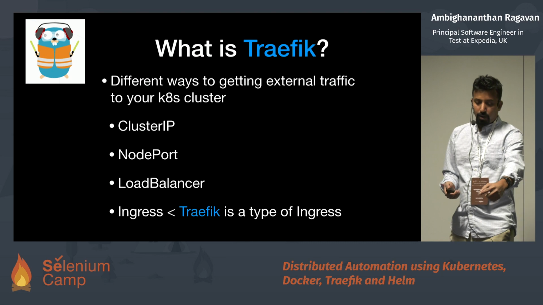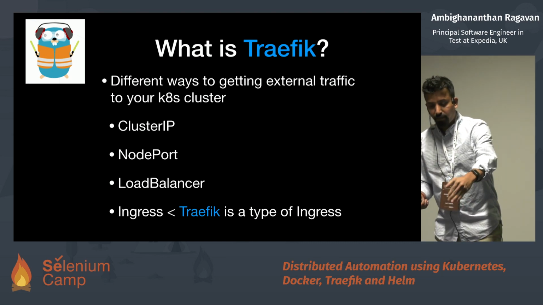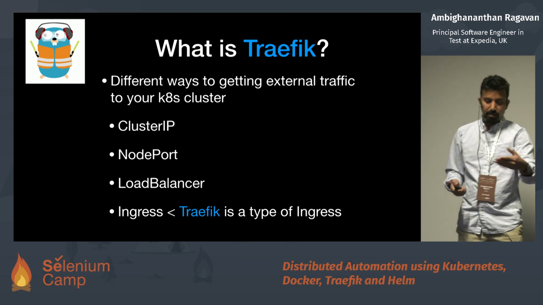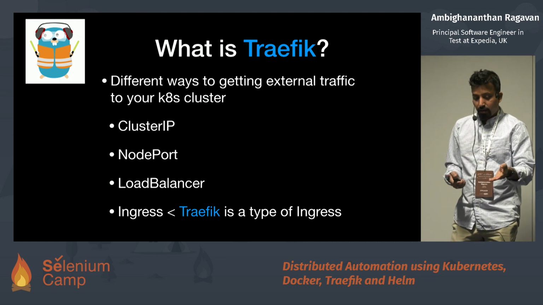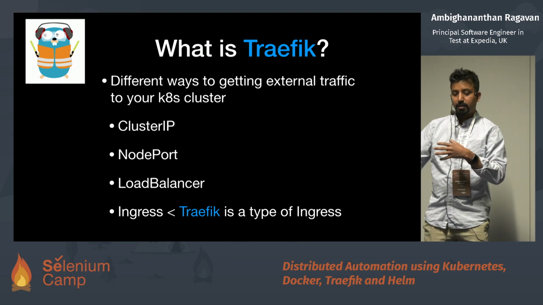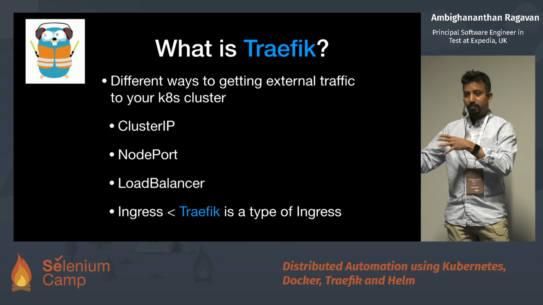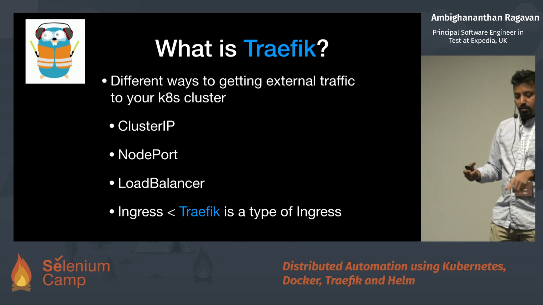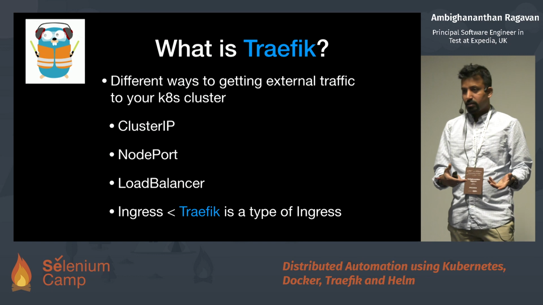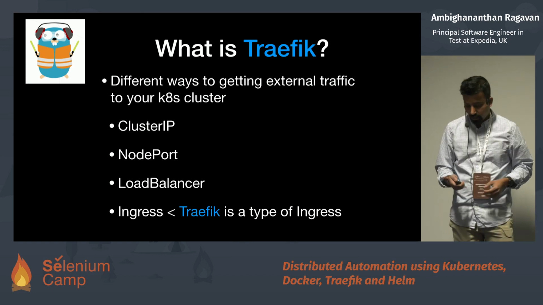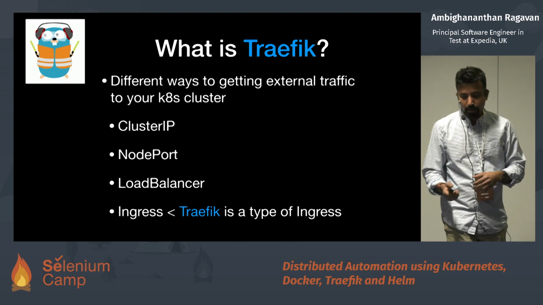I have listed different ways of getting external traffic to a Kubernetes cluster, like cluster IP, node ports, and load balancer. You can do that, but they have some disadvantages, either cost or they cannot be productionized. So for this last solution, ingress, Traefik is a type of ingress, and that's what we are using. And I'm going to show you how it looks.